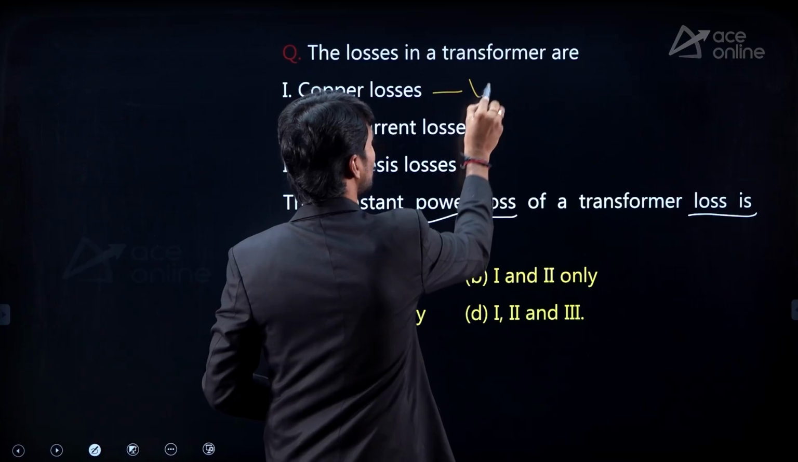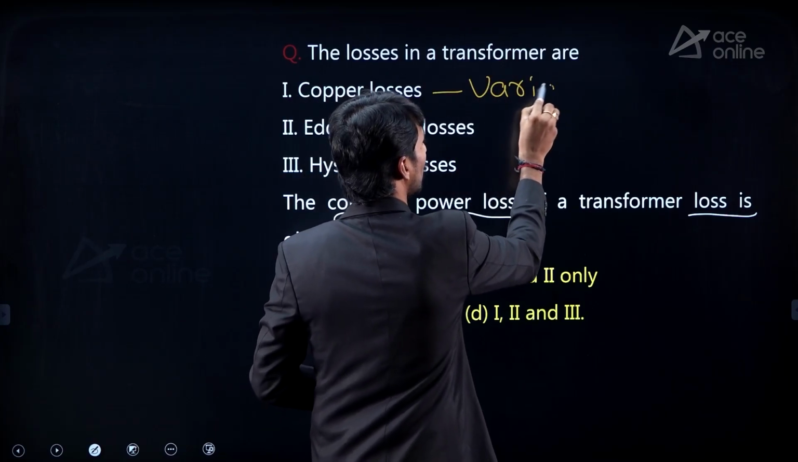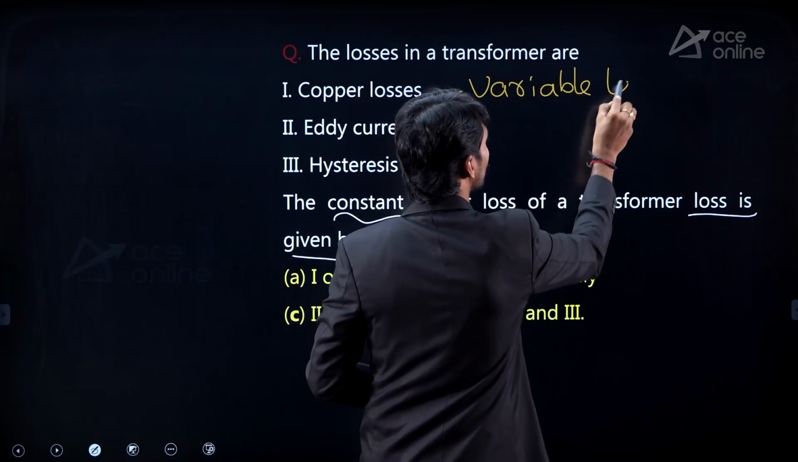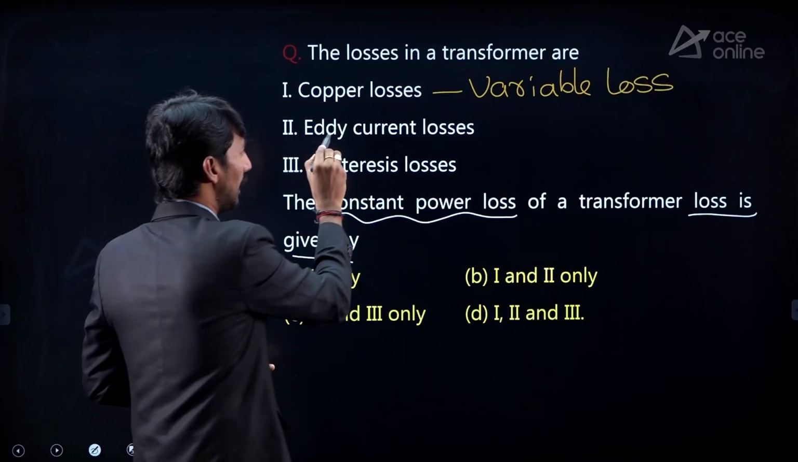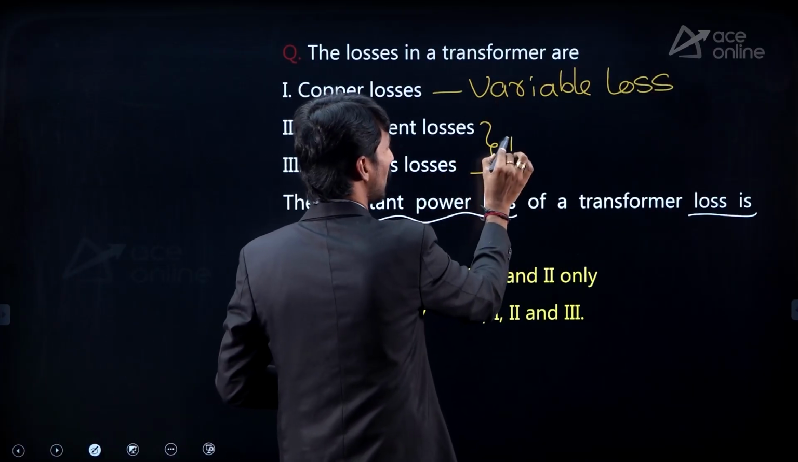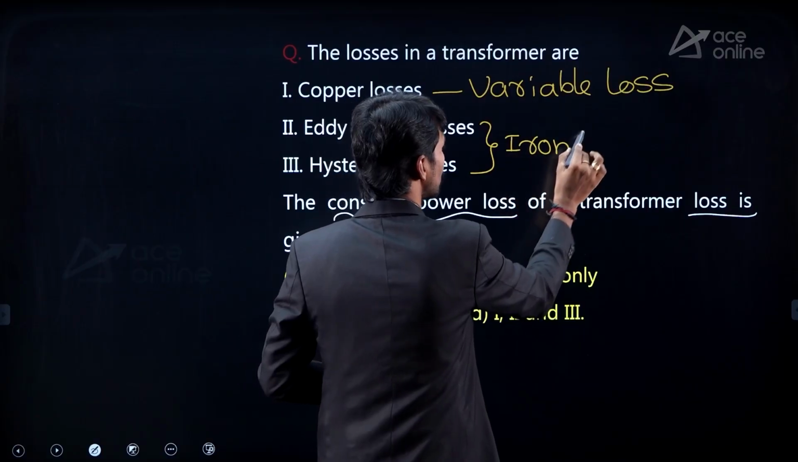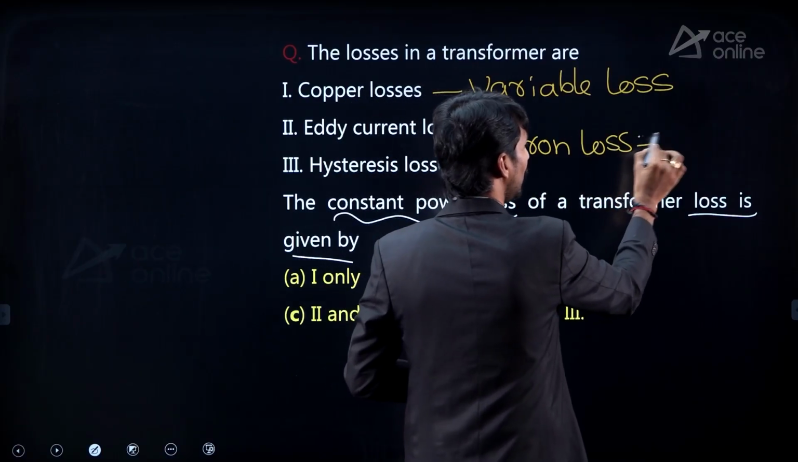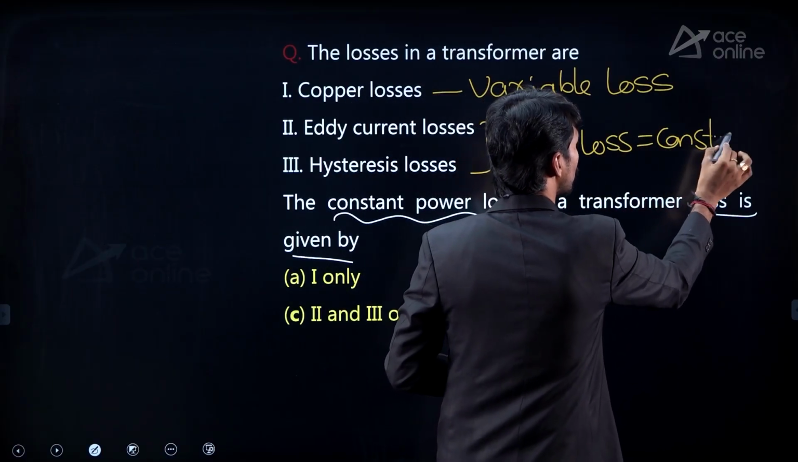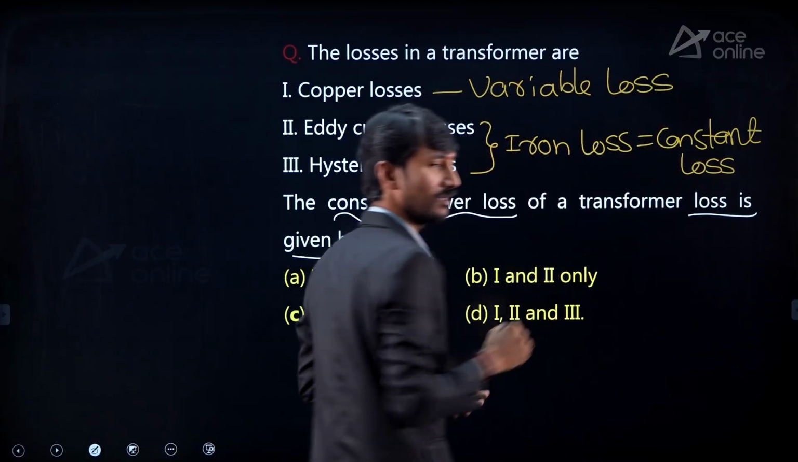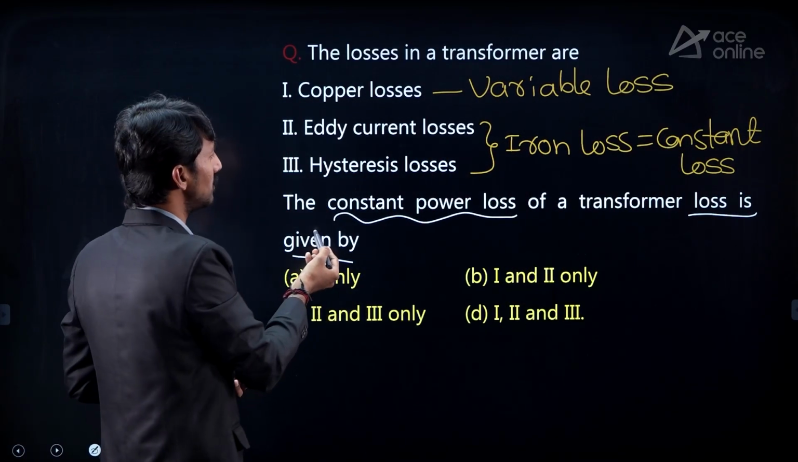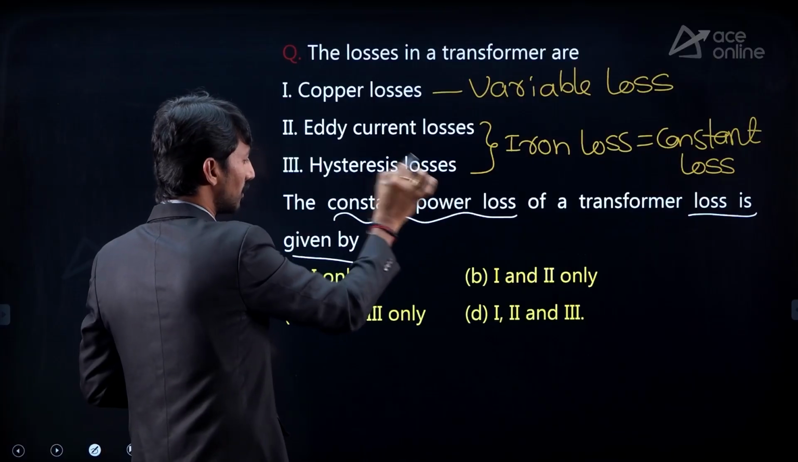Copper losses are variable losses. Eddy current and hysteresis losses are nothing but iron losses. Iron loss is nothing but constant loss, obviously. So here he is asking only for constant loss.